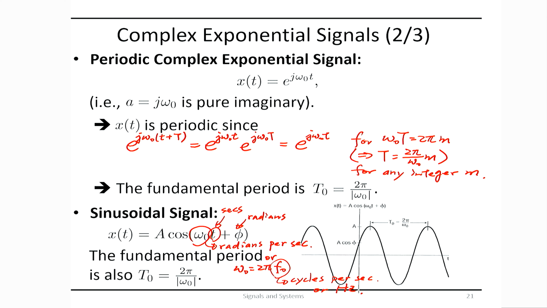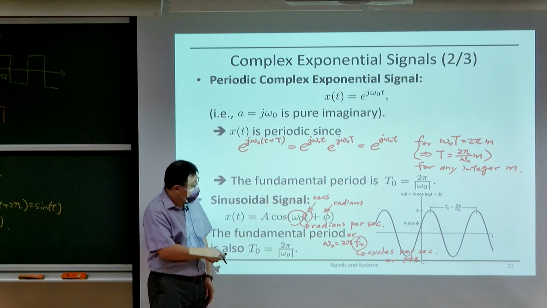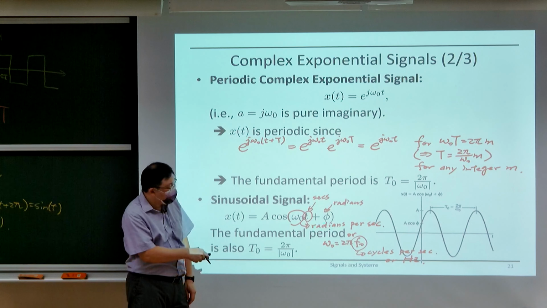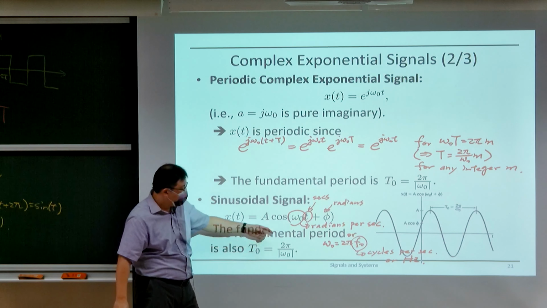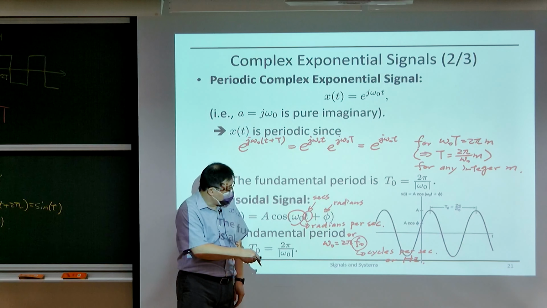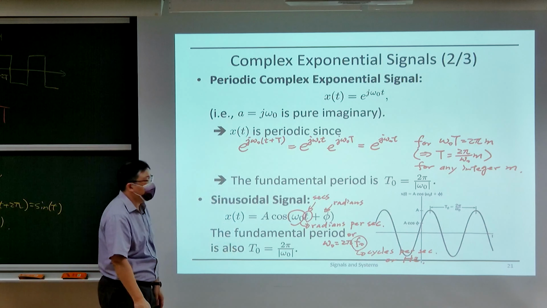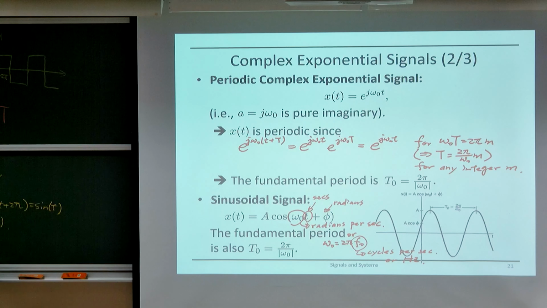So throughout this textbook, we're going to use omega naught. We're going to measure frequency in terms of radians per second, but just to let you know that some other textbooks would prefer to use cycles per second instead. This basically differs by 2 pi.